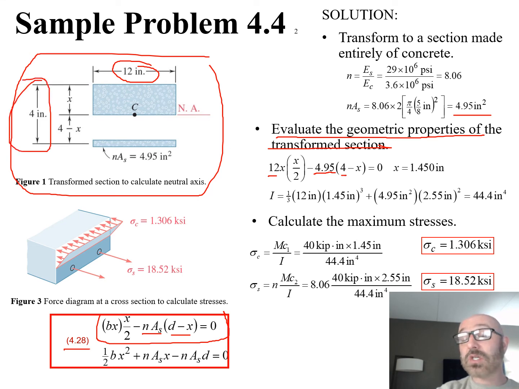Now we have one equation, one unknown. We need to solve for our x value. We can do that, and x is equal to 1.45 inches. So now we know this value for our x right here. In turn, we also know what this 4 minus x is, now that we have a value for x.